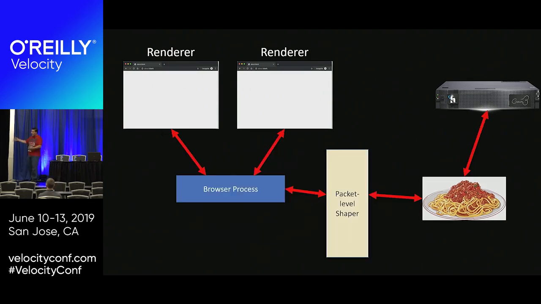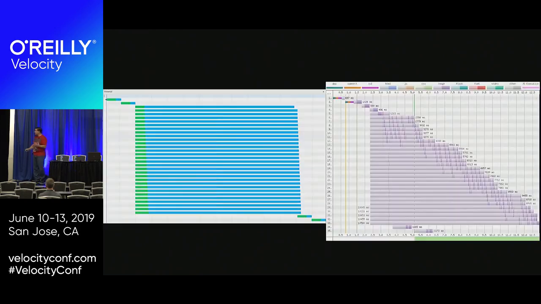A packet level shaper at least runs at the network layer. It sits between the browser and your server, and it does actually make the connection look like it is taking that much longer and has that packet rate.